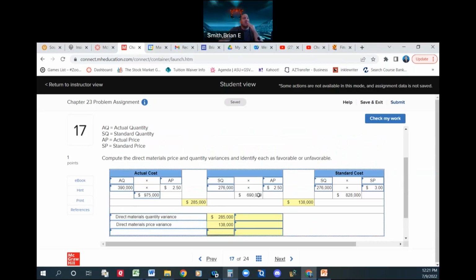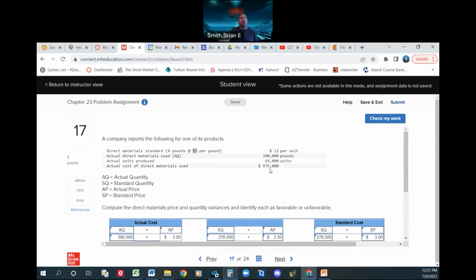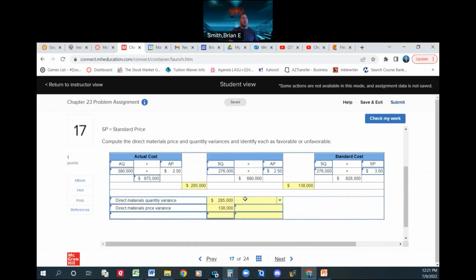That just seems like a lot, but I guess it's right. So we used a lot more quantity. Wait a minute, I probably put that wrong number in. Actual direct materials used. No, that's right. This is going to be unfavorable because we used more quantity than we were supposed to. And then our direct materials price variance was cheaper than our standard, so this one's going to be favorable.